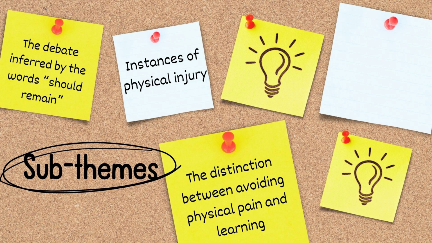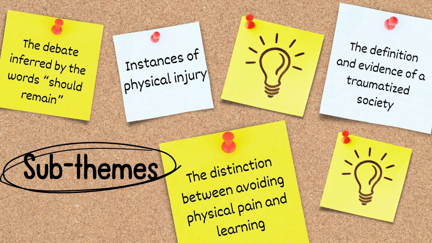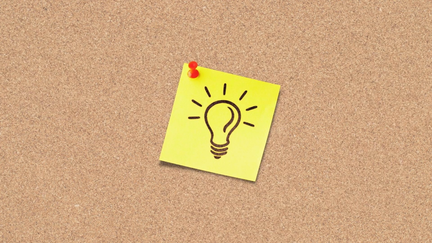And 3. We will need to discuss the distinction between avoiding pain and learning. 4. We will need to discuss what a traumatized society is and present evidence of what that is. Remember that our research should provide the information, opinions, and data which support the sub-themes of our essay. What are the possible sources which can give us the information, opinions, and data?